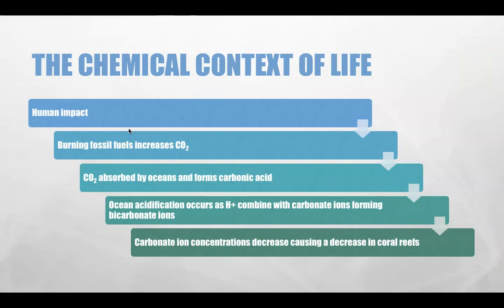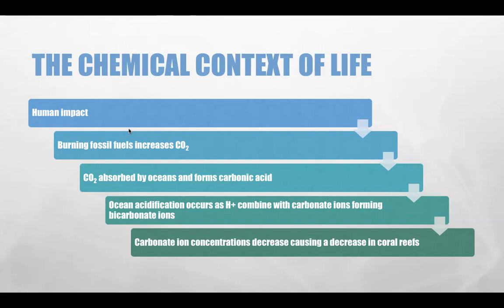So how do we as humans affect the chemical context of life? One thing is that we burn fossil fuels. We take away trees and other things that can remove the carbon dioxide from the air. So just make sure you read over this slide. It talks about ocean acidification and how that happens as there's an increase in hydrogen ions.